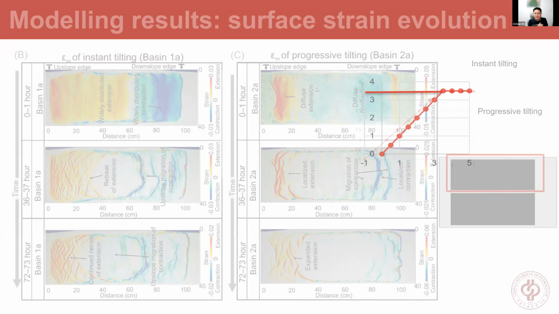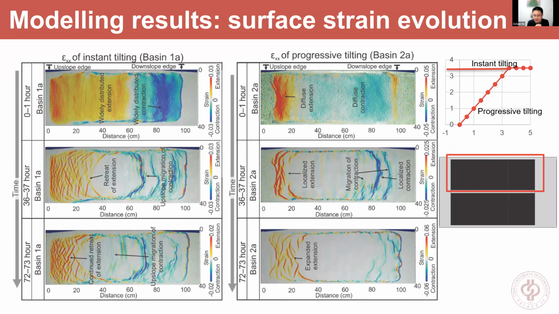So this is modeling results. This is surface strength, and yeah. So I should tell you, this is instant tilting. This is progressive tilting. We're looking at model 1, where you only have 1 millimeter per layer, and the color scheme is important here.